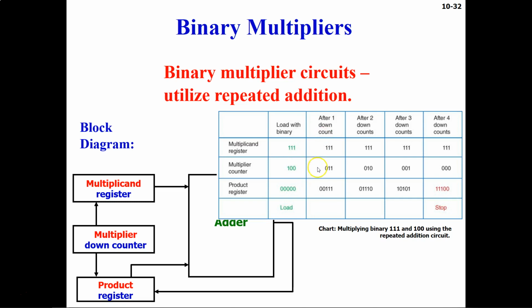4 goes to 3. So 0, 1, 1 represents 3 in decimal, and the multiplicand register will remain the same. You multiply this with this one, and you have this product. Then again, after the second count down, you have 2 here. So this was 4, 3, and now this is 2, multiplied with this 7 multiplicand, and then you will have a product register over here.